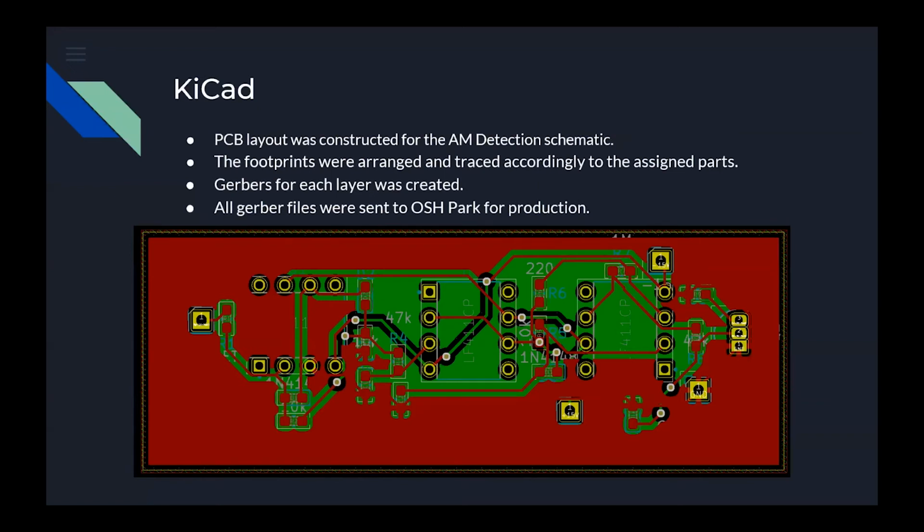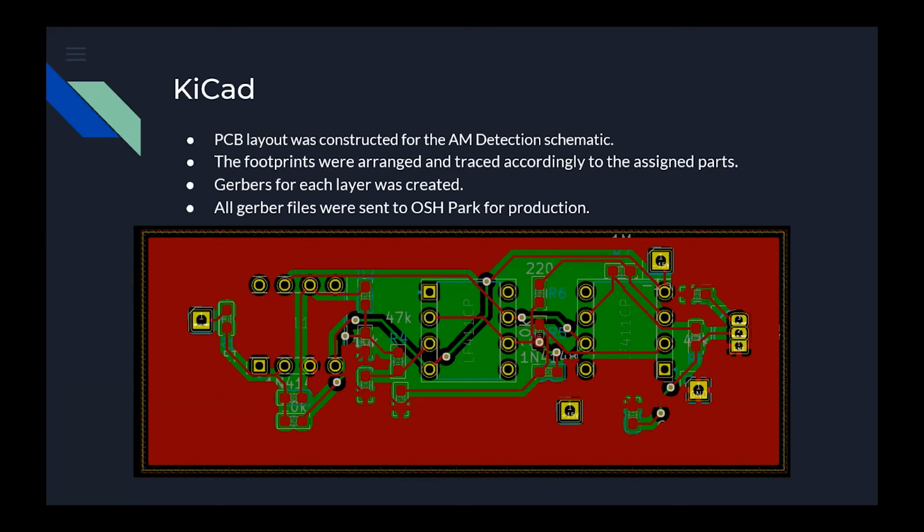Moving on, the team have created a netlist for the AM detection schematic and exported it to the PCB layout editor. We organized and traced each part to the assigned parts accordingly. The ground nodes were connected using a copper pour in order to make the milling process easier and also to reduce radio emissions. We ran the design rules check, and thankfully the test came out with no issues, so we were able to proceed without any problems.